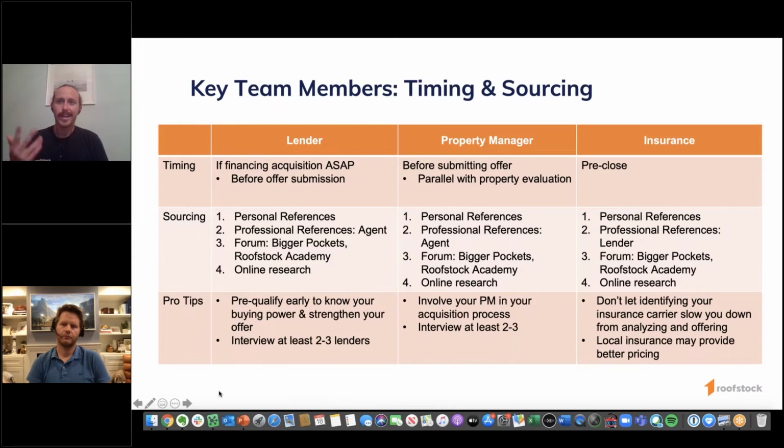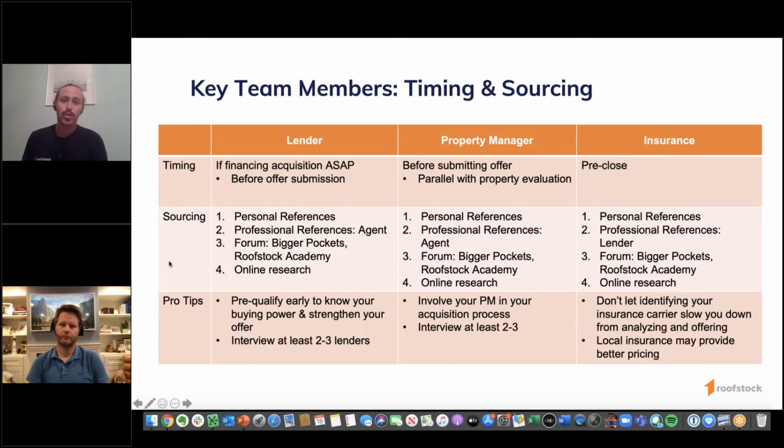So again, your pro tip: don't let that slow you down as far as your evaluation on properties and offering on properties. That's something that can come after the fact. And then local insurance can often offer better pricing than some of the national folks. And like lenders, start with who you already have business with. Start with a name and a number of someone you already know.